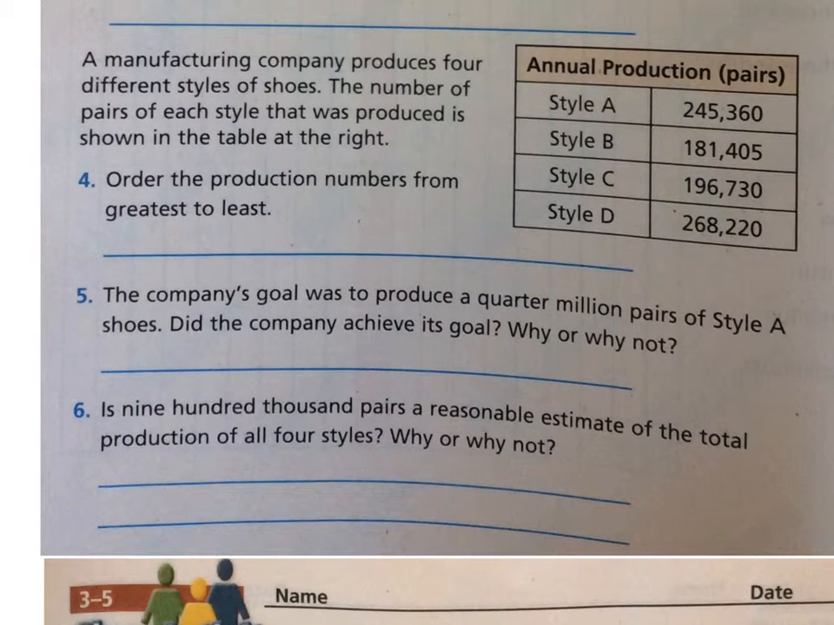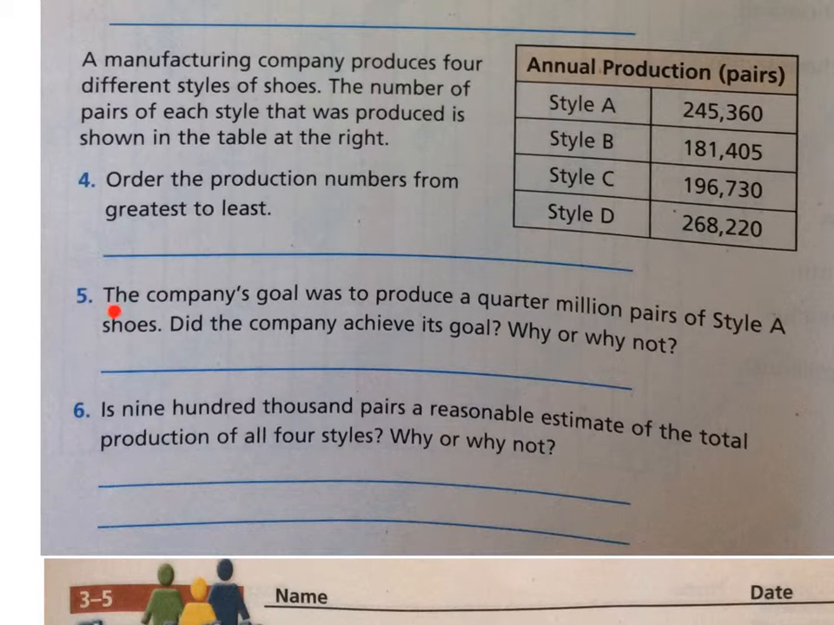Again, we're using a table here to compare these large numbers. I'll read the directions for you. A manufacturing company produces 4 different styles of shoes. The number of pairs of each style that was produced is shown in the table on the right. So I've got annual production in pairs. Here are my styles, A, B, C, D, and how many were created in pairs. So order the production numbers from greatest this time to least. So I'm going to start with the greatest number and go to the least number. Remember to start in the largest place value and work to the right.